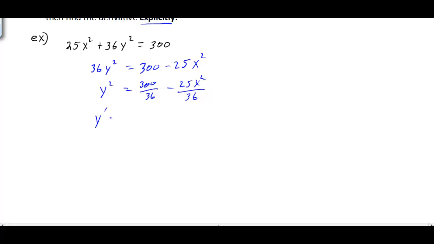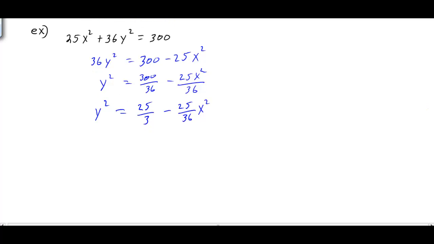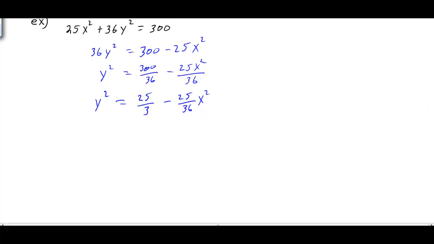And I'm going to simplify this, y squared. 300 over 36 is going to reduce to 25 thirds, and 25 over 36 would be the same, so I'm just going to write this as 25 over 36 x squared. Now that we have a y squared, if we solve for y, that means we need to take the square root of both sides.